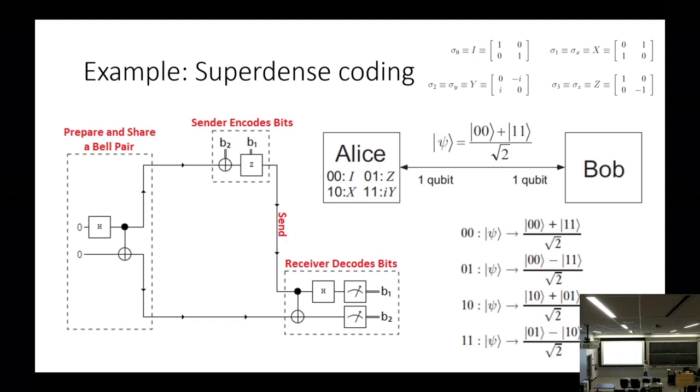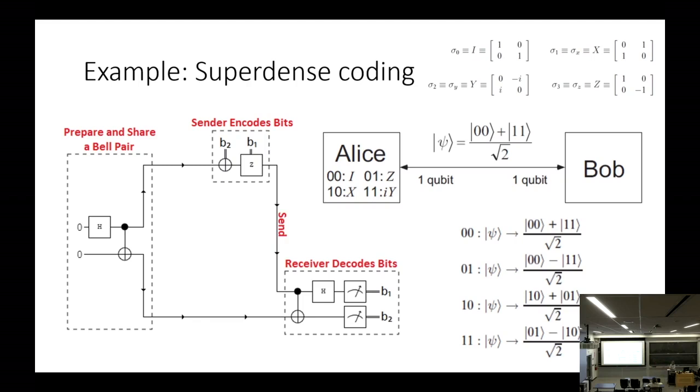But before she sends it, she's going to decide, okay, if I want to send Bob a 00, my classical bits 00, then I'm just going to send him my Bell state that's been modified by the identity gate. So nothing, I didn't change it, it's just identity. If I want to send him 01, then I need to first apply a Z gate. If I want to send him 10, I'm going to first apply an X gate. And if I'm going to send him 11, then I'm going to first apply an iY gate. So we looked at the Pauli matrices before, they're up there.